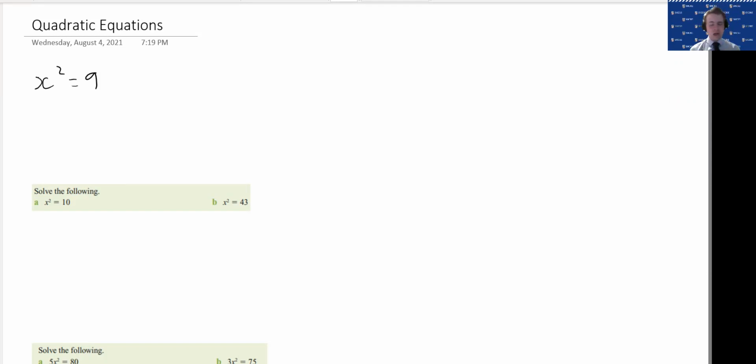Now, in a linear equation, we usually get one solution, one answer that works. In a quadratic equation, we often have to account for two solutions. So in this example here, x squared equals 9. What we're asking is what number, when we square it, equals 9? Now, we know that 3 squared, 3 times 3, is going to be 9, but also minus 3 squared, because minus 3 times minus 3 equals positive 9 as well.